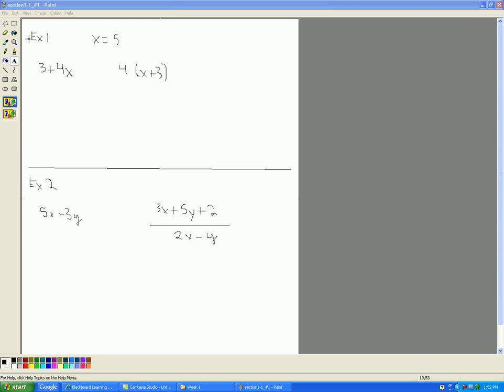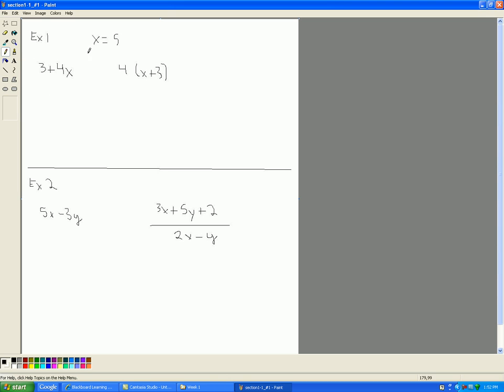We're going to just start with example 1 on page 3, and they're asking us to evaluate this expression. They give us two problems. One is 3 plus 4x, the other one is 4 times x plus 3, with x equal to 5. So when we evaluate expressions, we simply plug in the value that they give us for x anywhere we see an x in the expression.